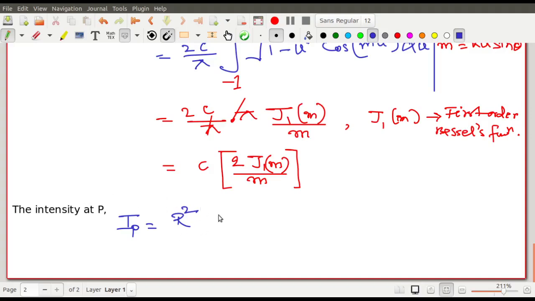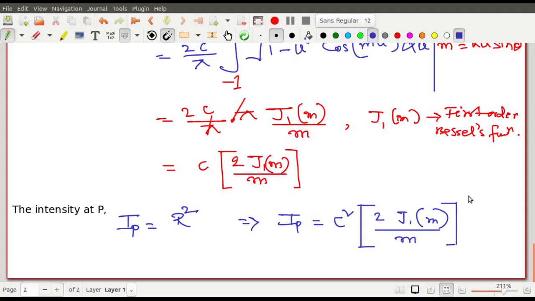So IP is equal to r square. So this actually gives you IP is equal to c square, and this one is 2 times J1m. This is a style to write which has been universally accepted. You may ask me, sir, why don't you take these 2 outside? I don't know why people don't take these 2 out. I can do so, that's not an issue at all, but people usually don't like to do it, so they keep these 2 J1m together, right?